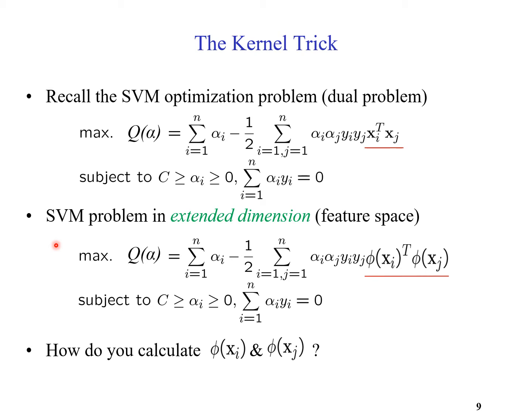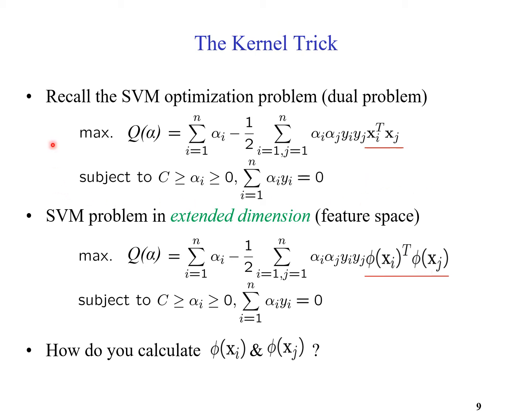Now the data is in the extended dimension, the feature space. That means the data is in the extended higher dimension. So the rest is the same. The only difference here is that the original data X is now mapped to a higher dimension. This is the mapping: the original data Xi is mapped to a higher dimension, and this Xj data is also mapped to a higher dimension. The rest is the same, and this part is the only difference.